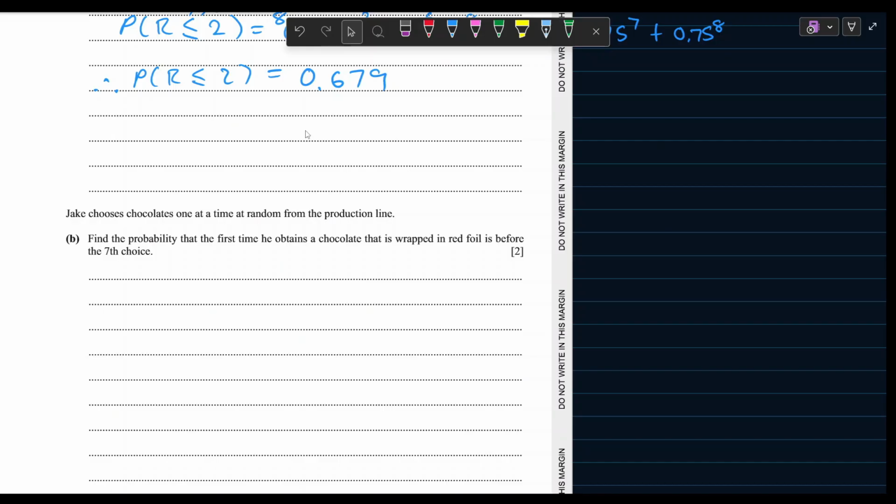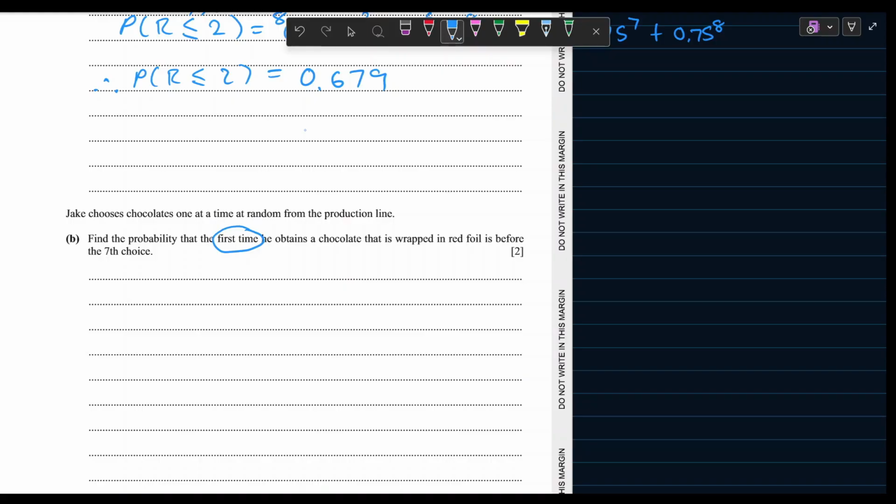Jake chooses chocolates one at a time at random from the production line. Part B. Find the probability that the first time he obtains a chocolate that is wrapped in red foil is before the 7th choice. So we are looking for a first success. So this means this is going to be a geometric distribution that we're dealing with.